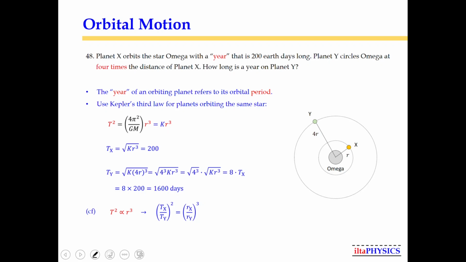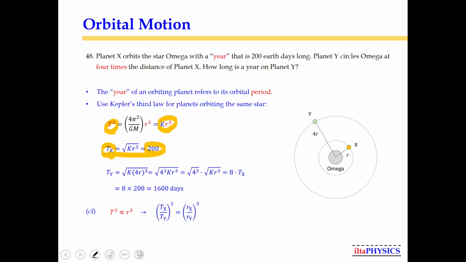According to Kepler's third law, the period and the radius have the following relationship. The period squared equals a certain constant value times the radius cubed. Since we do not need to calculate the exact numerical value of this constant here, we'll just label it as a capital letter K. Then, the period of planet X can be written as the following expression, and that equals 200 days.